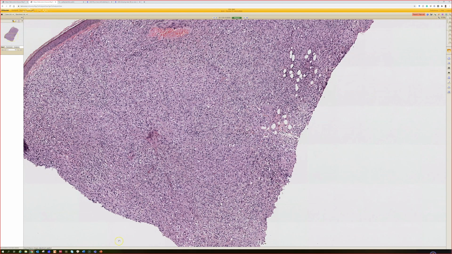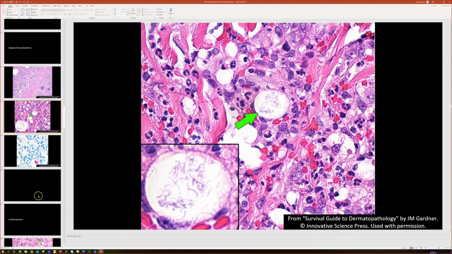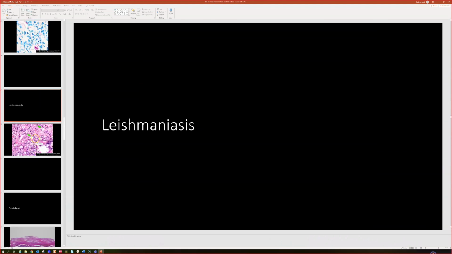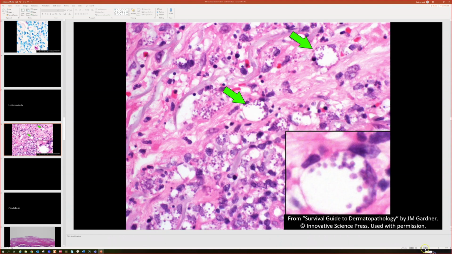And let's see, I've got a couple pictures here. I forgot to show you, this was earlier. There's Leishmania, a good picture of Leishmania in a close-up view. But see, even with all the photo editing in the world, it's still hard to really capture them without oil immersion.